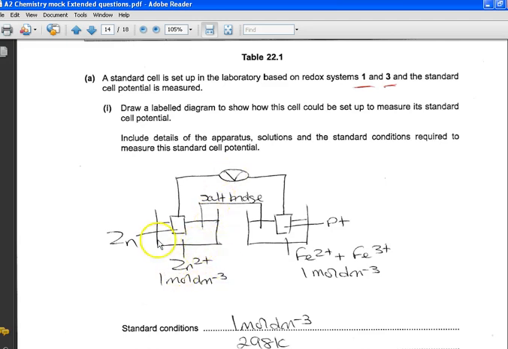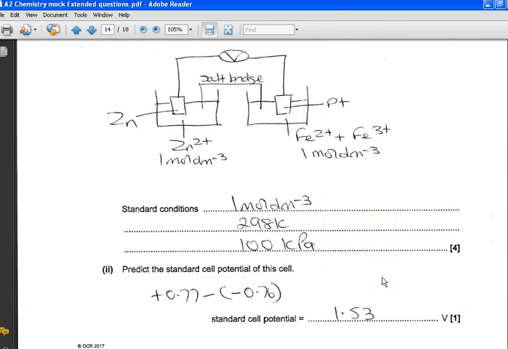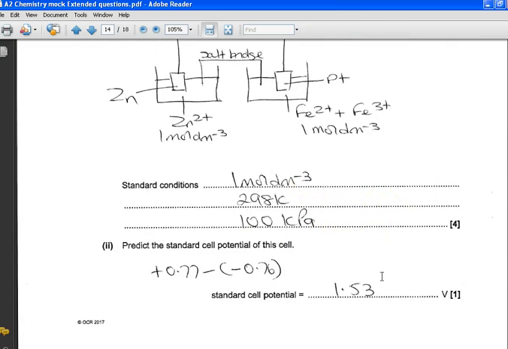Okay, and then we've got our electrode of zinc and a solution of Zn2+, and I've put the concentration in here because that would be the expected concentration under standard conditions. Over here, we've got Fe2+ and Fe3+, so they're both aqueous ions. Both of them would be 1 mole per dm cubed, but our electrode would be platinum. You should know the standard conditions, so you should get an easy 4 marks there.